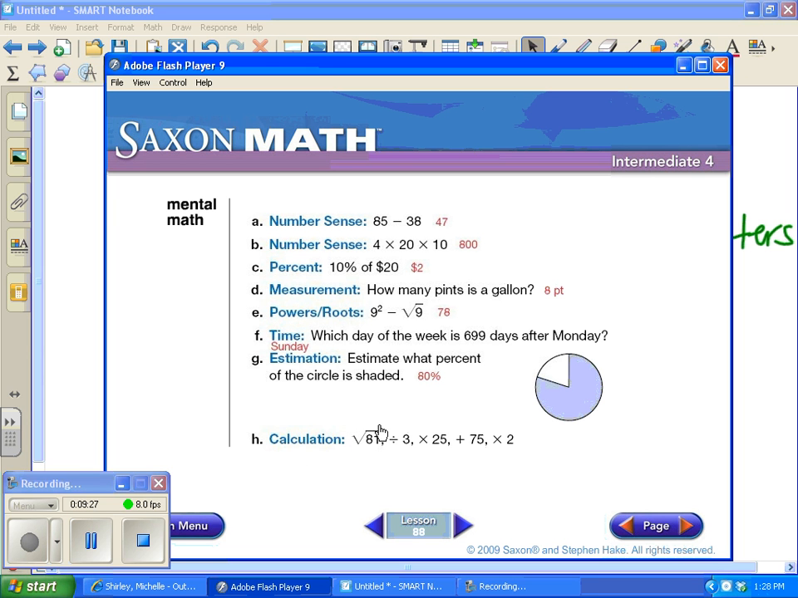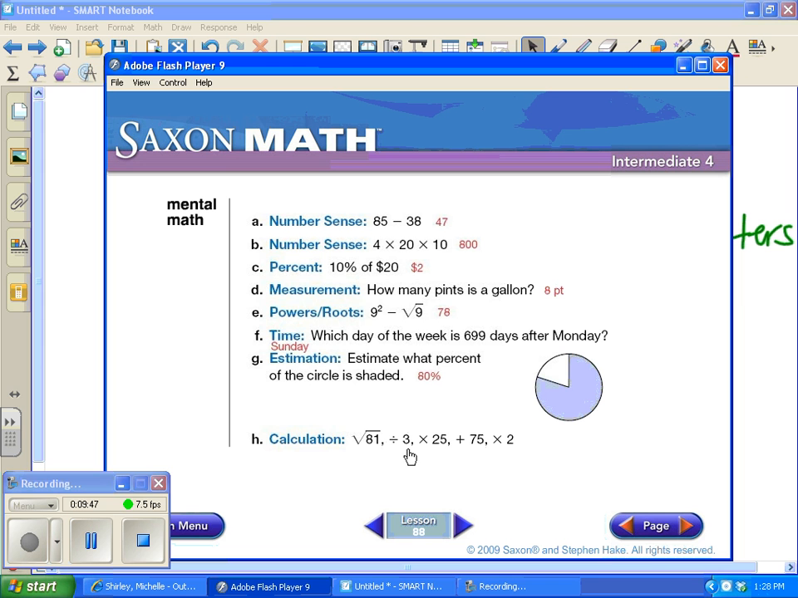Calculation, the square root of 81. It means if you make a big square made out of tiny squares, and it has 81 little ones, what would the base be? The root of that square. What would the measure be? It'd be 9 across, wouldn't it? Because 9 times 9 is 81. So the square root of 81 is 9.